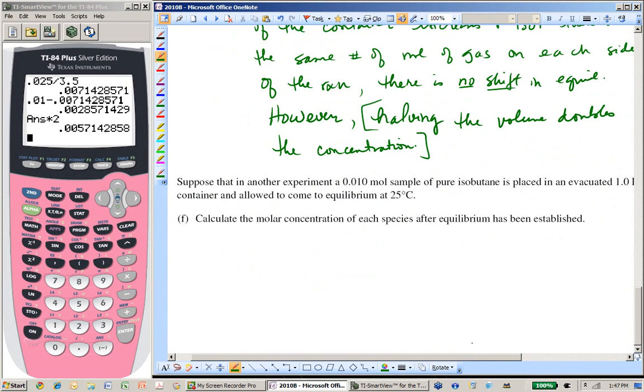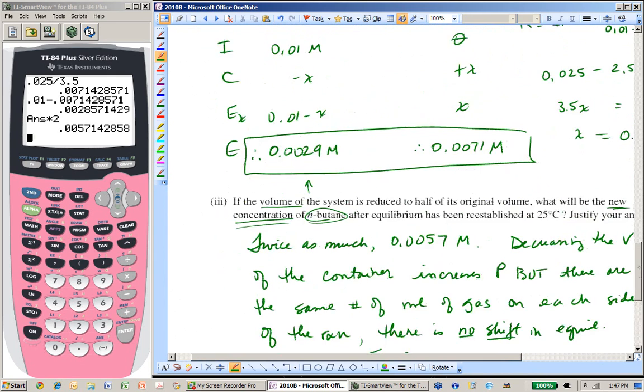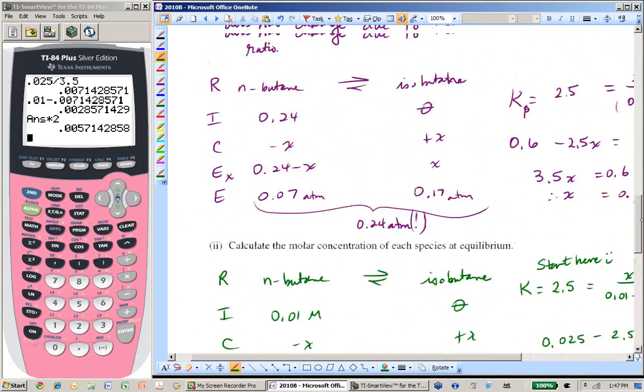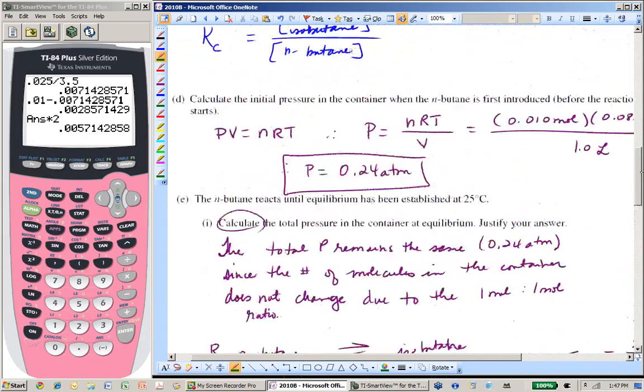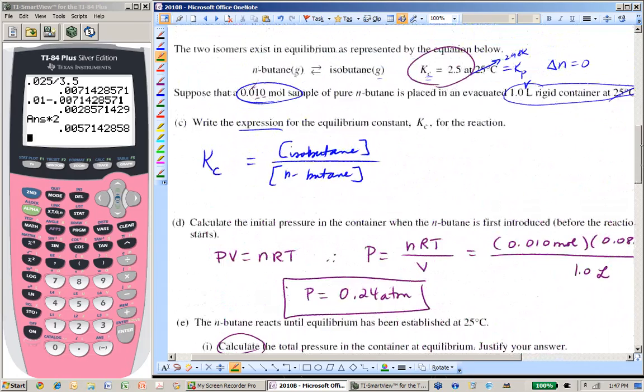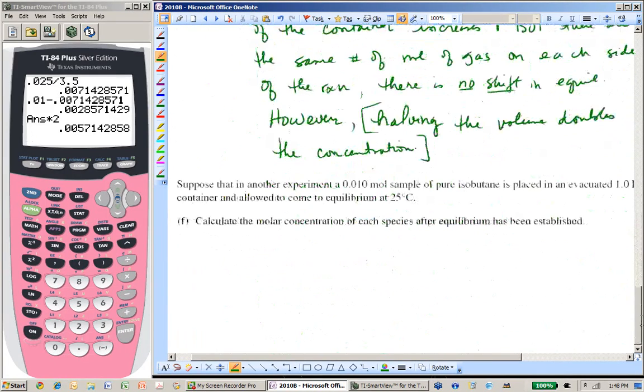All right, so finally, it really is finally this time. Suppose that in another experiment, a 0.01 molar sample of pure isobutane. Wait a minute. This was N-butane. Now they're going to do the same thing with isobutane. Calculate the molar concentration of each species after equilibrium has been established.